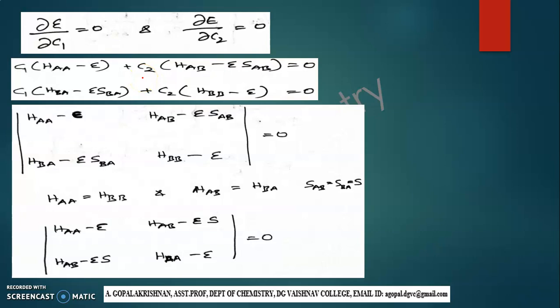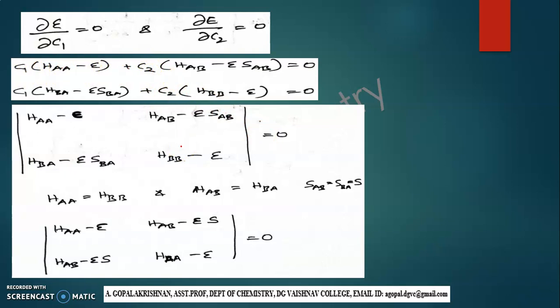But to get the non-trivial solution, we have to proceed in this way. Those steps also you know, so I like to avoid all those simple steps. And this is the final determinant we'll get. If this determinant is 0, then we'll get non-trivial solutions for C1 and C2.